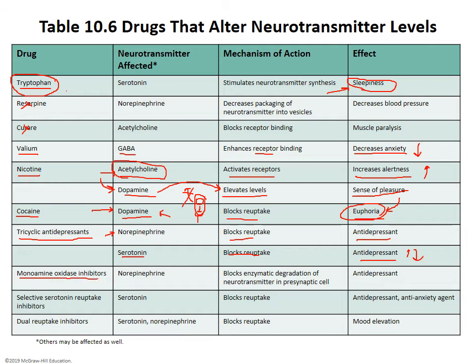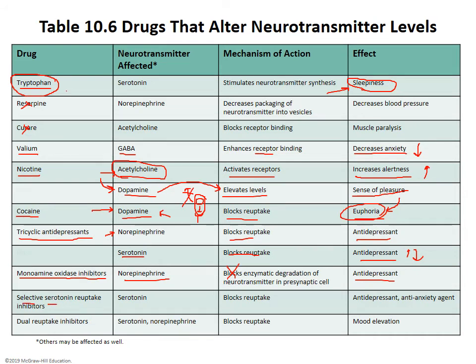Monoamine oxidase inhibitors go to norepinephrine. And so it says blocks enzymatic degradation of neurotransmitter in presynaptic cells. All it's saying is our body, as it's going through and redoing these, it'll start breaking them down and make new ones. When it blocks the breakdown of these, it helps it to be more effective in using it. And so it causes it to be an antidepressant.